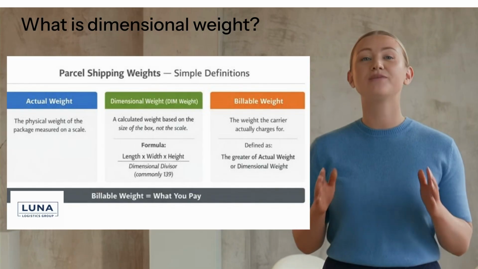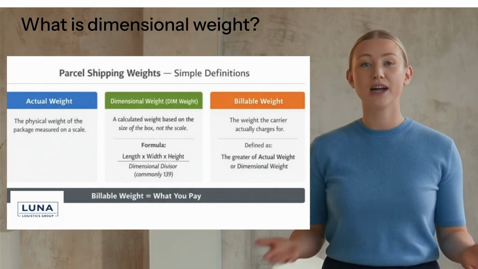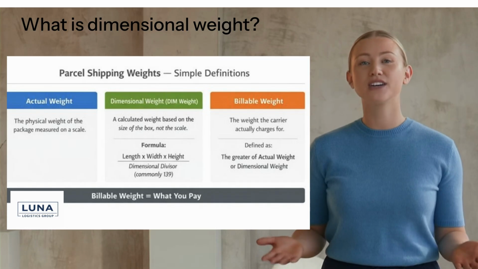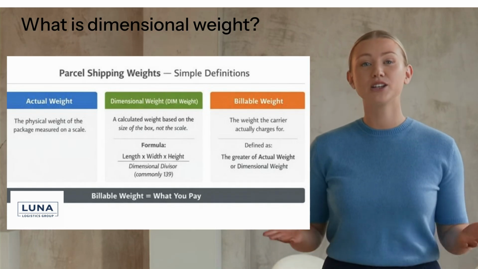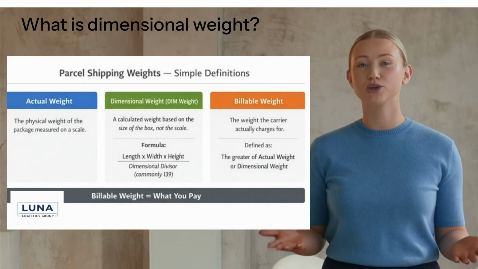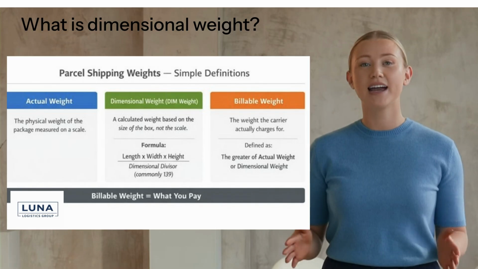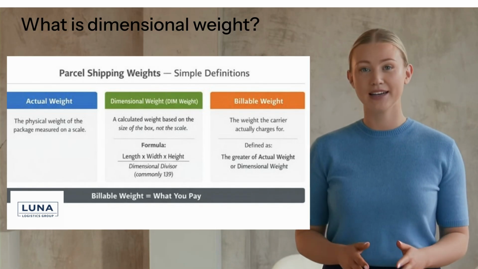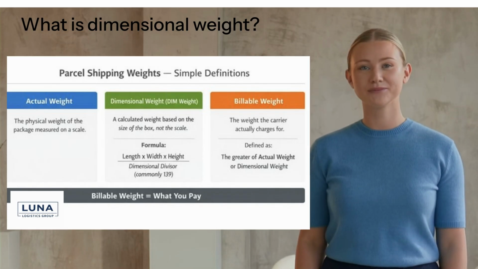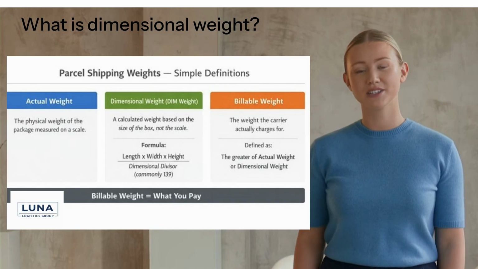Today, we're answering a very common question. What is dimensional weight, and why does it affect shipping costs? Dimensional weight exists because carriers don't just move weight, they move space. Even a lightweight product can take up a lot of room in a truck or airplane, and that space has value. Let's start with a few simple definitions.